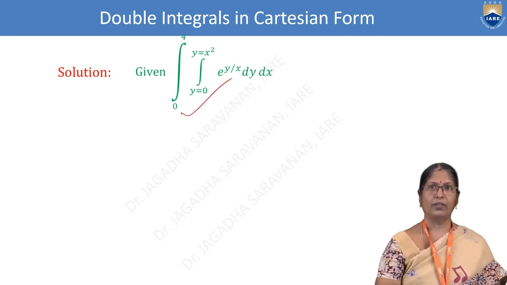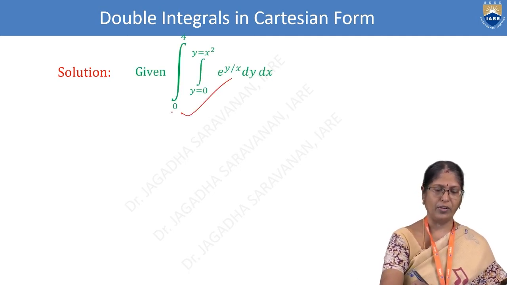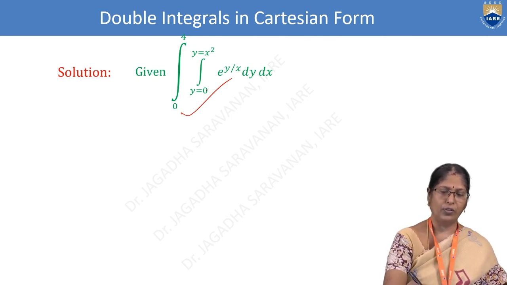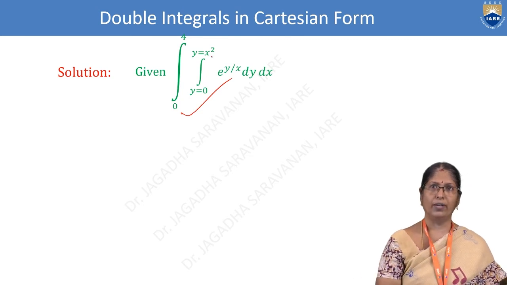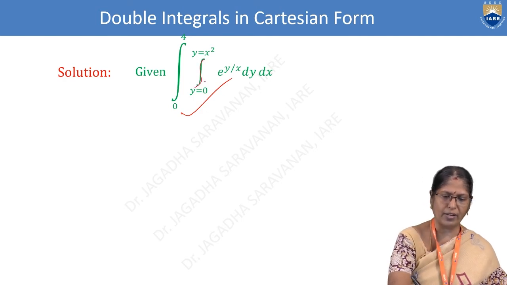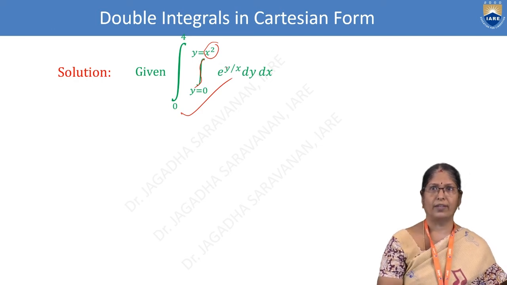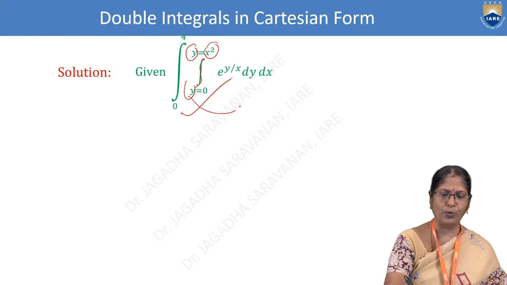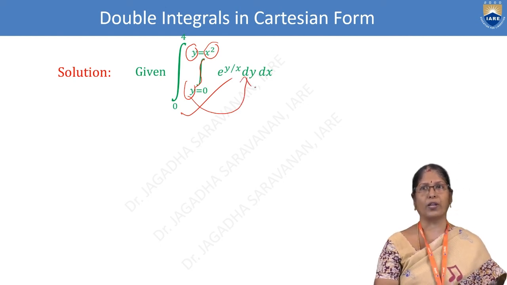So the question is written: integral 0 to 4, integral y equals 0 to x square. It is given in the question. That means the interior integration is a function of x, which is defined for y. Then we have to do the integration with respect to y.